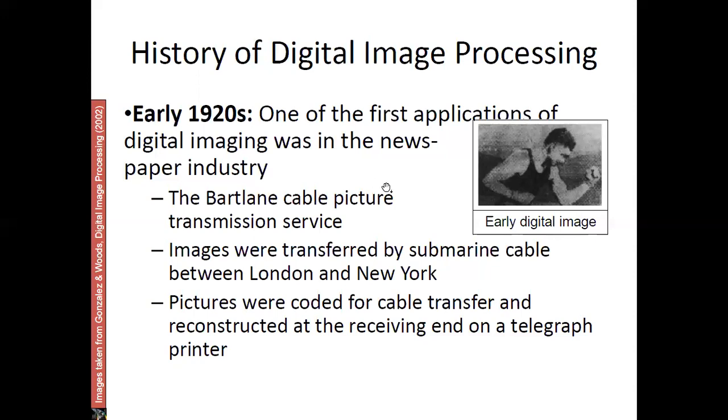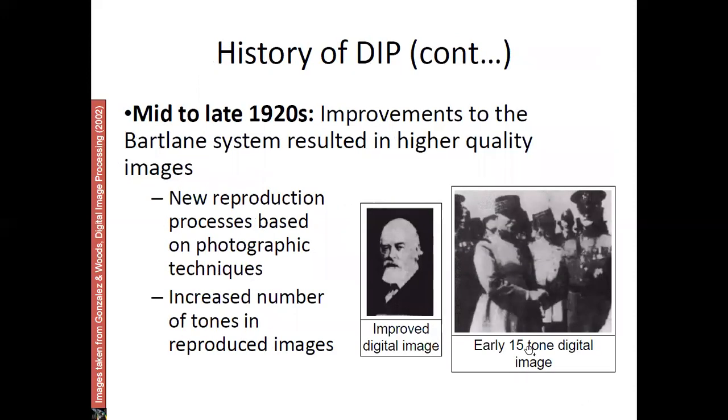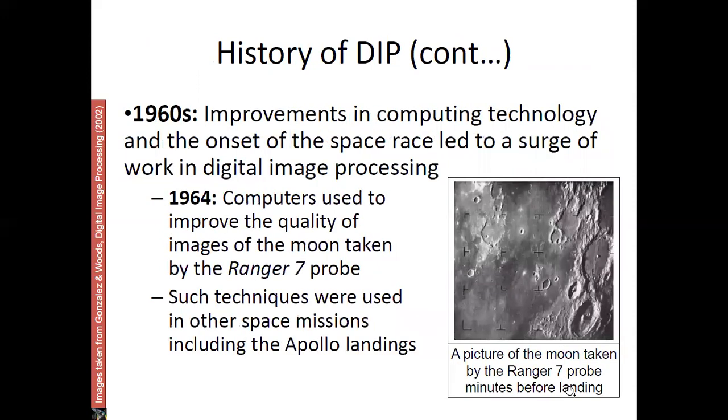From there, it was advanced a bit by having a 15-tone digital image later on, through a few improvements in the Bartlane system, where new production processes increased the number of tones and shades in the reproduced images. As we progressed, in the 1960s the first picture of the moon was taken by Ranger 7, and a lot of image processing was done to improve the received image, which was of poor quality due to noise in between.